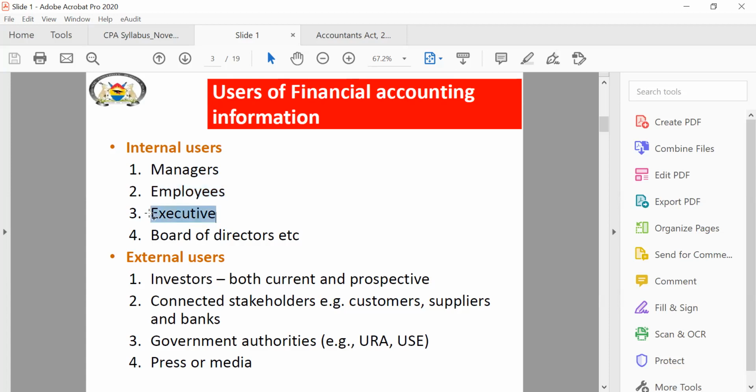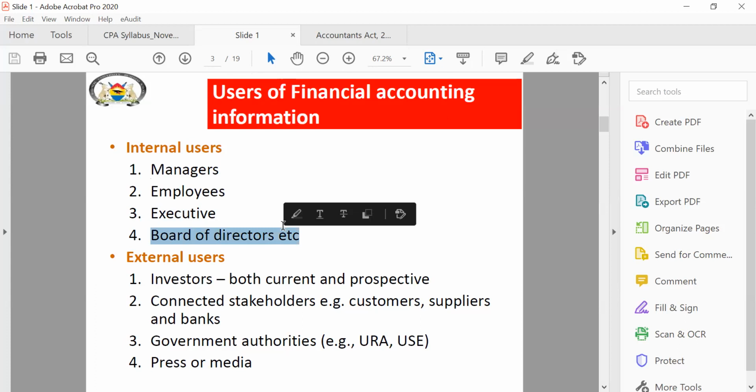Executives, usually they say the top executives. Now managers are looking at, say, day-to-day running of the business. Executives are looking at the strategic decisions of the business, either expansion, starting up a new branch, entering a new market. All this is supported by financial information. So executives are also interested in financial information.